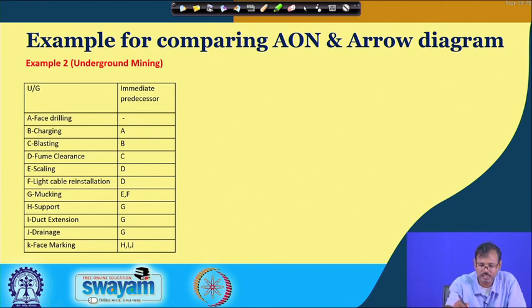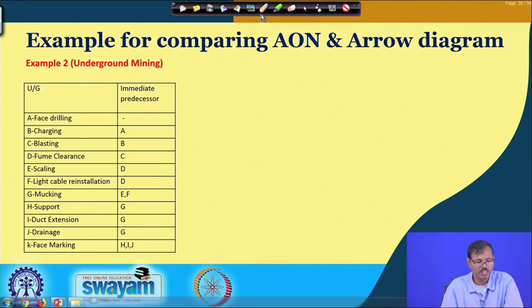So, this is another underground requirement, where face drilling is carried out first, then the charging, which has the drilling requirement, then the blasting, which has the charging requirement, then fume clearance, which has the blasting requirement, then scaling. Only people can enter the face after the fume is cleared, so scaling can be done by human beings. That is why fume clearance is essential to carry out the scaling in the roof.